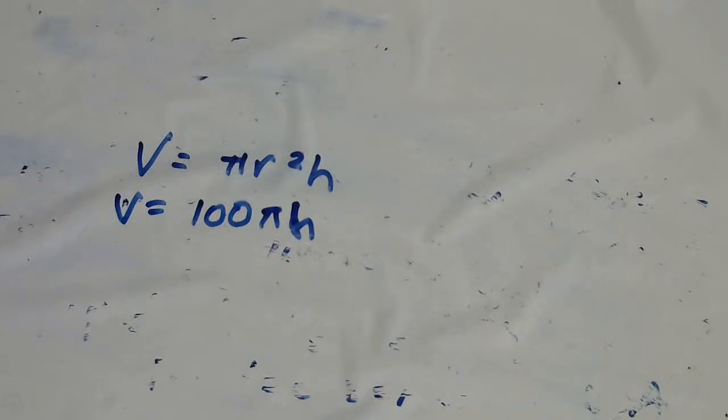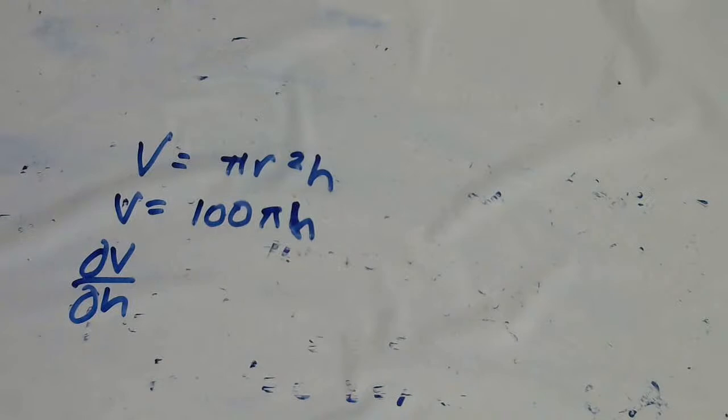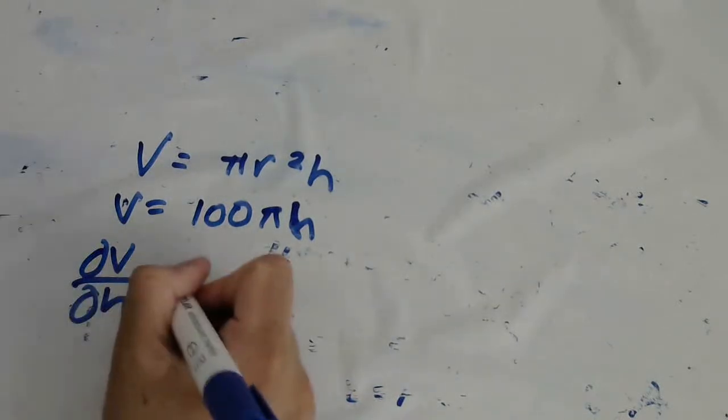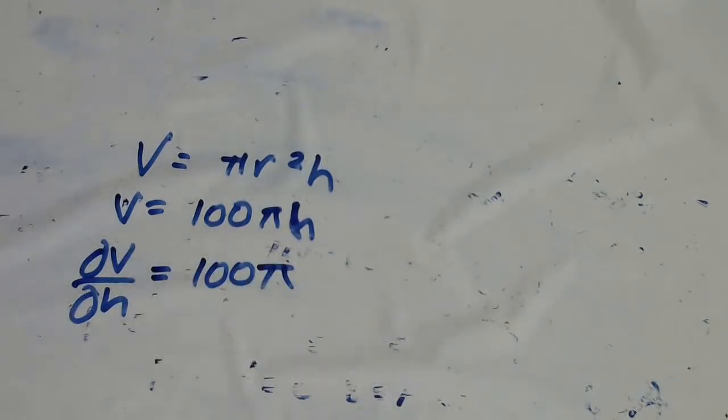That means we can make another equation. dV/dh, which is just the differential of V, yeah, is going to be 100 pi. Nice and simple, right? Just differentiating V in terms of h, dV/dh. And this is what I mean about creating your own differential equation.